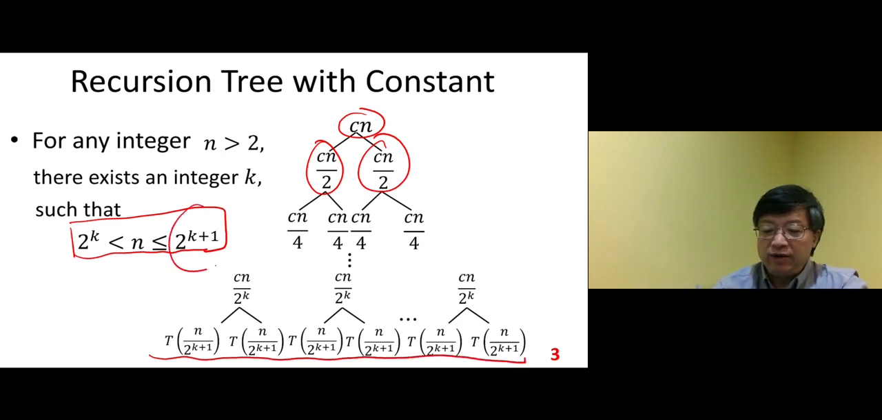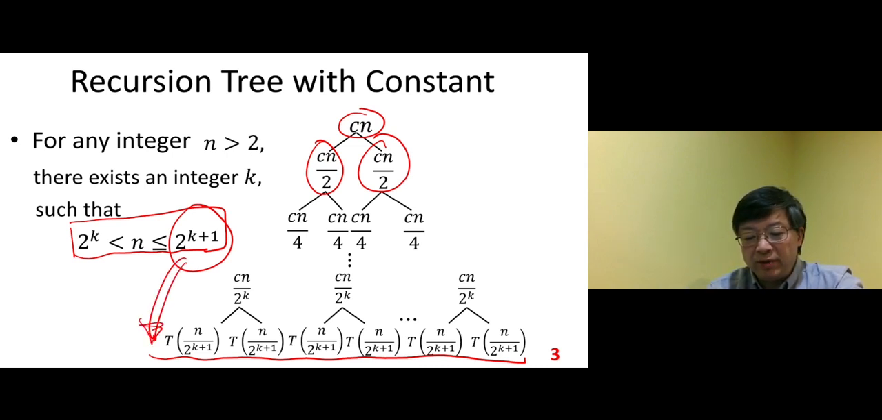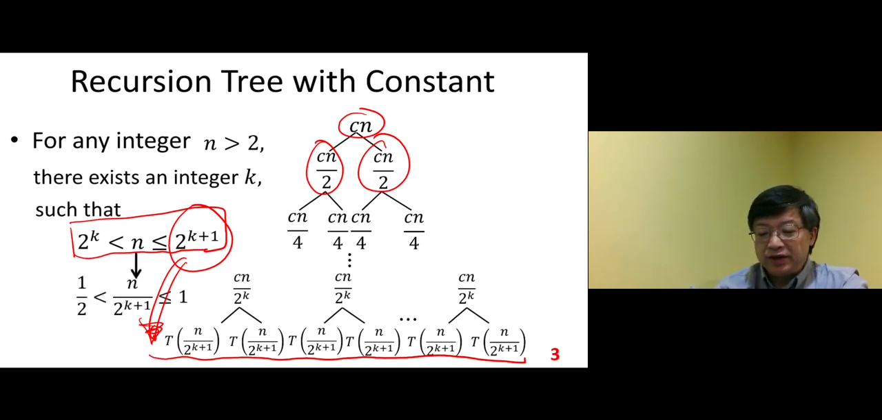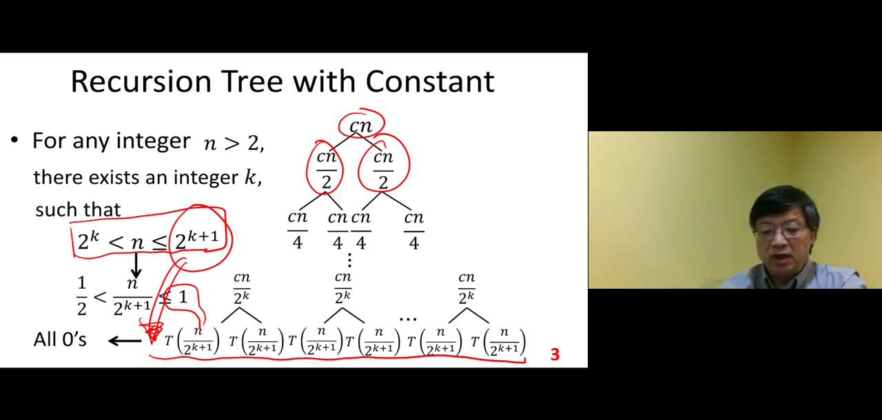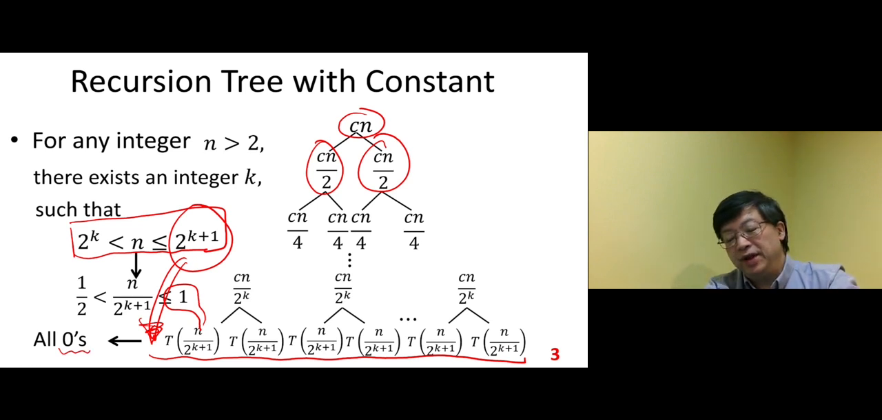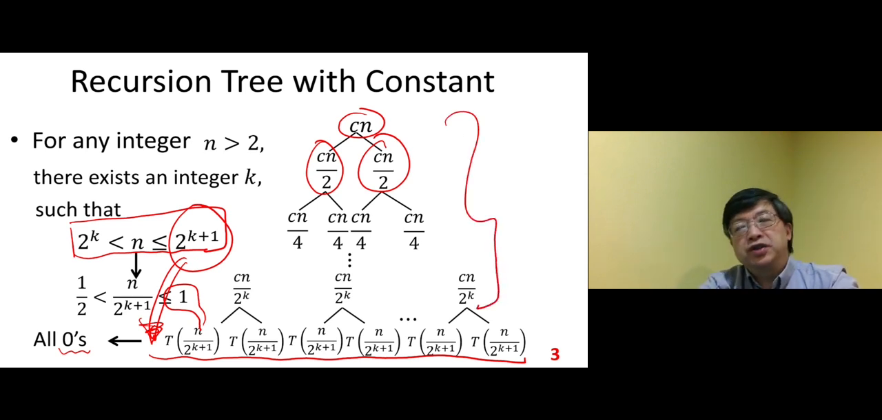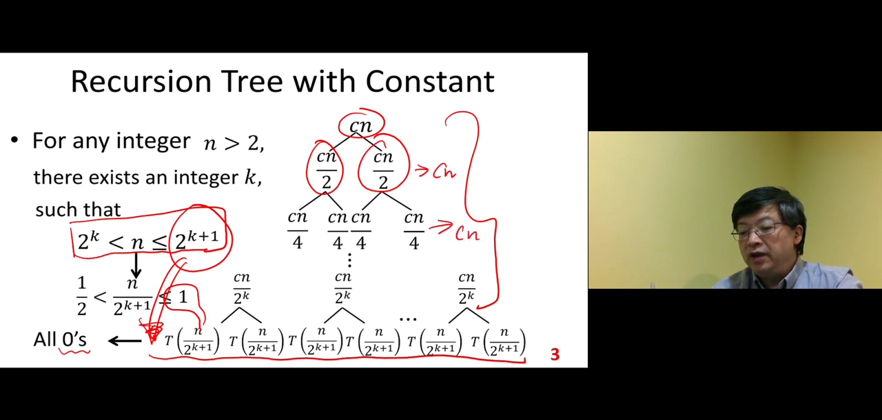We use that estimate to determine the bottom level. Because the problem size is less than or equal to 1, we can say all these bottom level terms are zeros. So we only need to collect all the non-recursion cost in all the levels. Each level we know it's n. So Cn, this level also Cn, this level also Cn, or any level it is Cn.